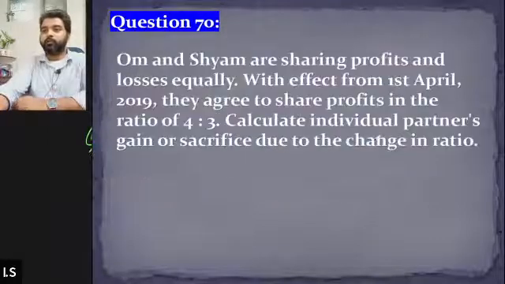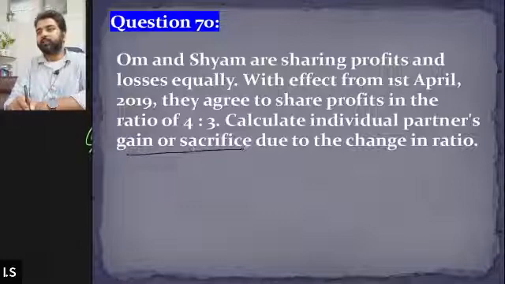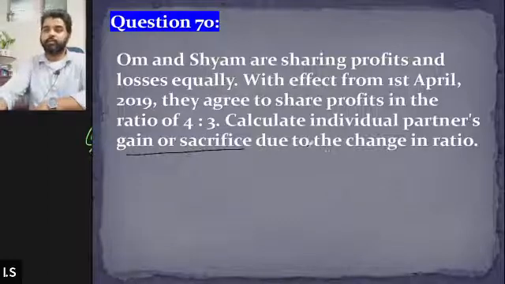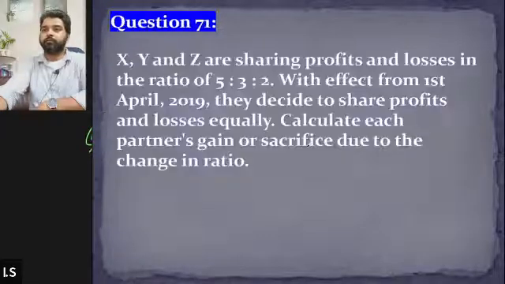All right, moving on to 70. Take the screenshot of this one also. This question is easy. All you need to do is find out the sacrifice and the gaining ratio. Sacrifice or the gaining share of the partner due to change. Done? Yes, sir. Also take the screenshot of question number 71.